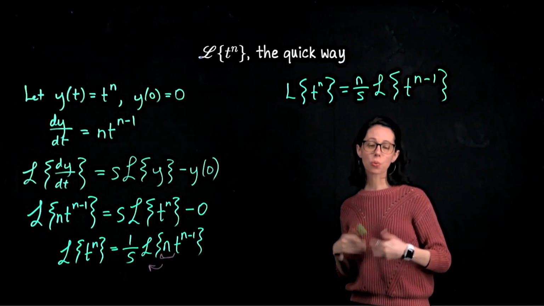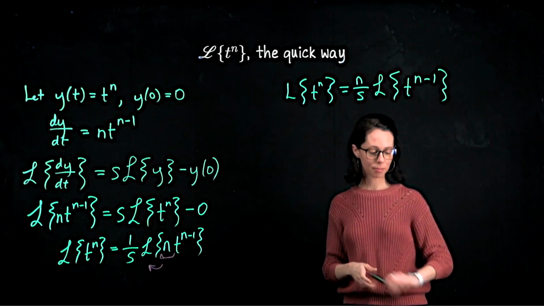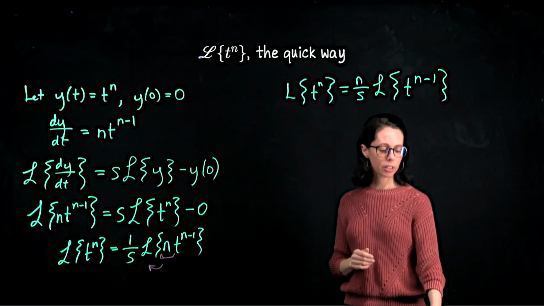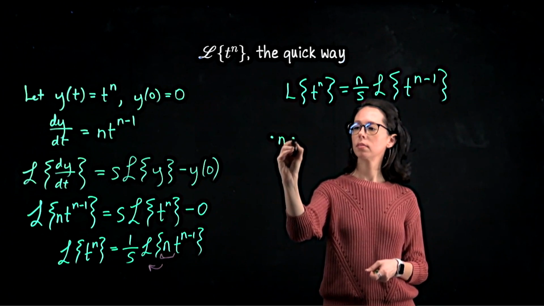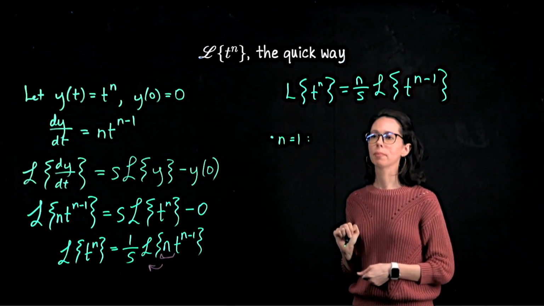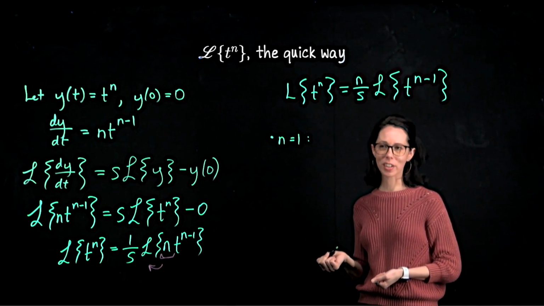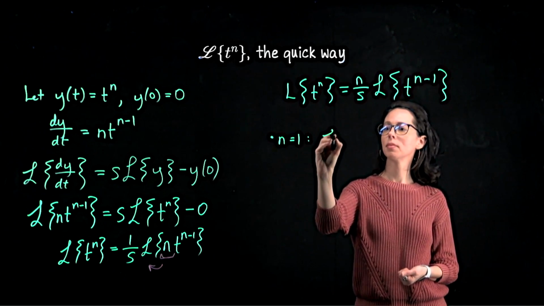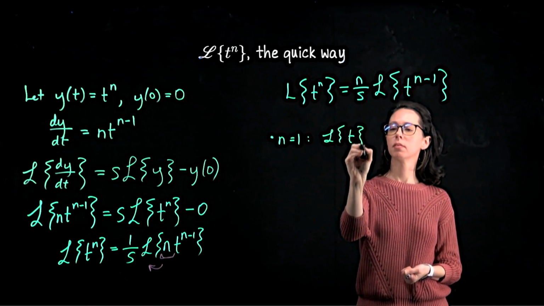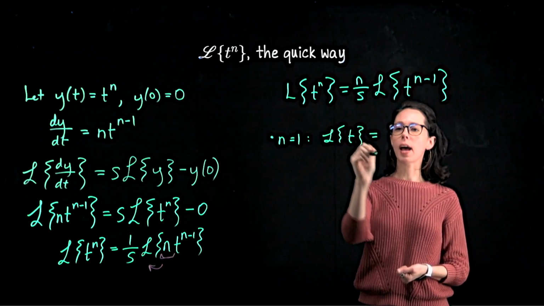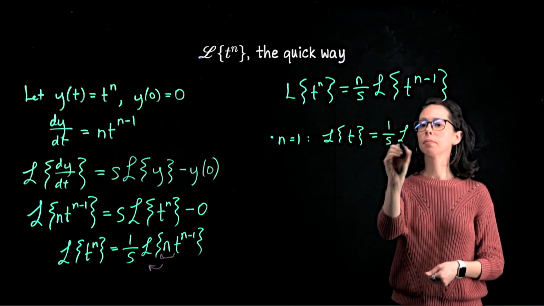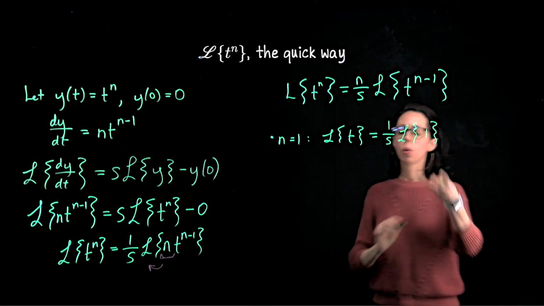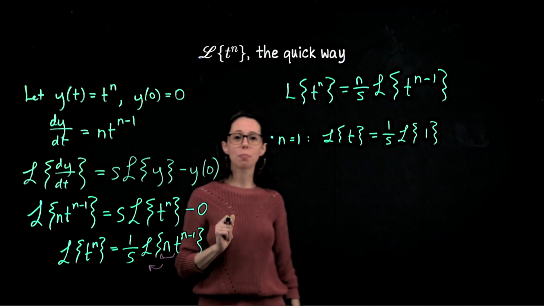Okay, let's just write out the first few powers of t. So in particular, what does it look like if n equals 1? Then we have the Laplace transform of t, which we just found, equals 1 over s times the Laplace transform of 1, which I computed using the integral definition back in the first video.